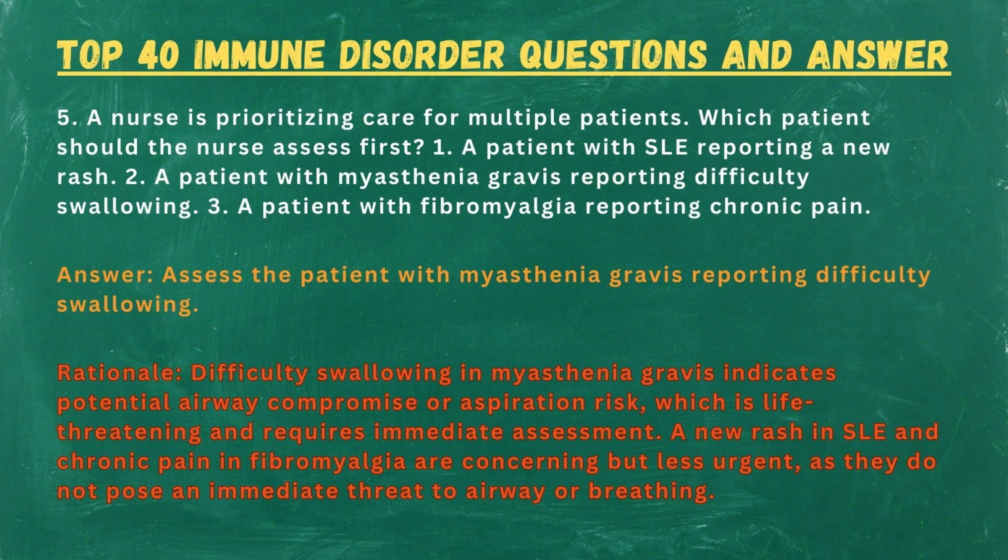Rationale. Difficulty swallowing in myasthenia gravis indicates potential airway compromise or aspiration risk, which is life-threatening and requires immediate assessment. A new rash in SLE and chronic pain in fibromyalgia are concerning but less urgent, as they do not pose an immediate threat to airway or breathing.